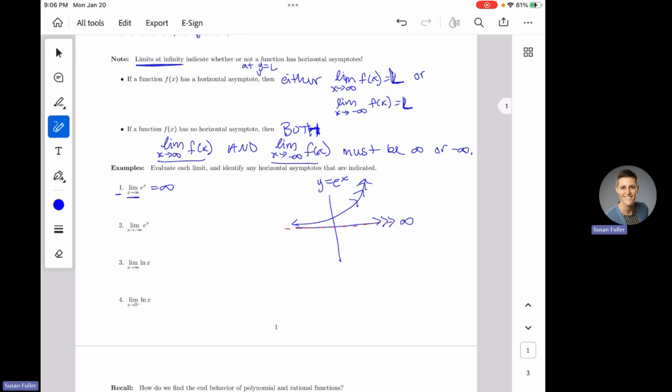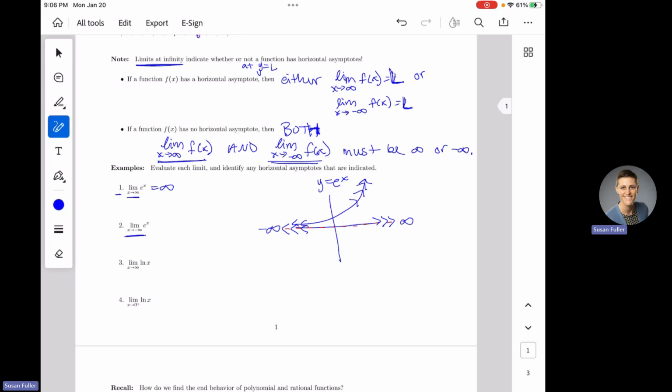But in order to say that this function, e to the x, does not have a horizontal asymptote, I need both of these limits to be infinite. So let's check the other side. The limit as x goes to negative infinity of this function. Okay, x is approaching negative infinity. Well, a negative infinity x value would be over here. So I'm headed toward negative infinity. I'm going off to the left.